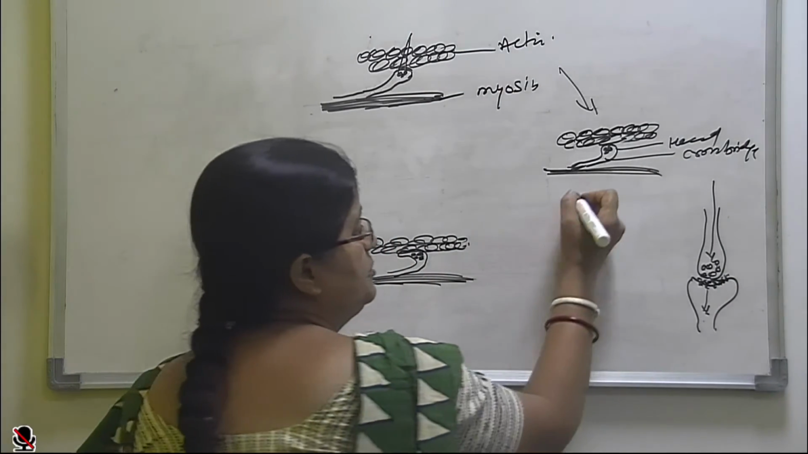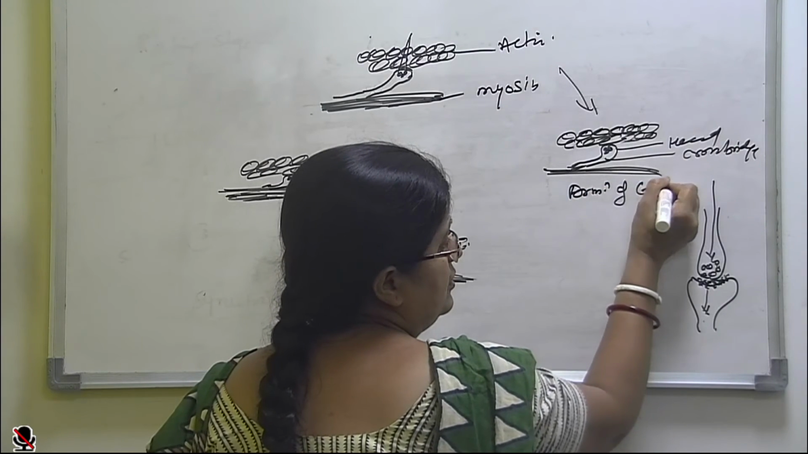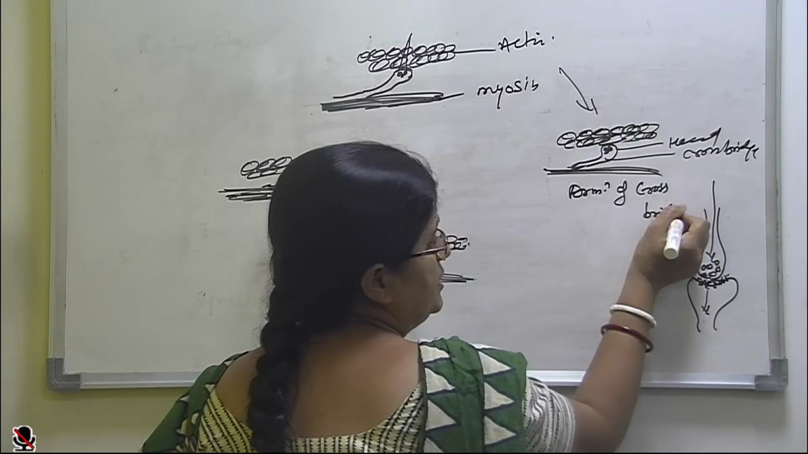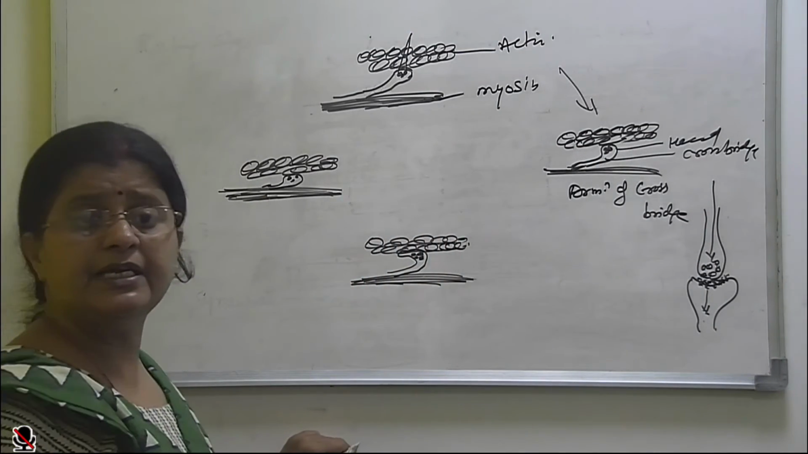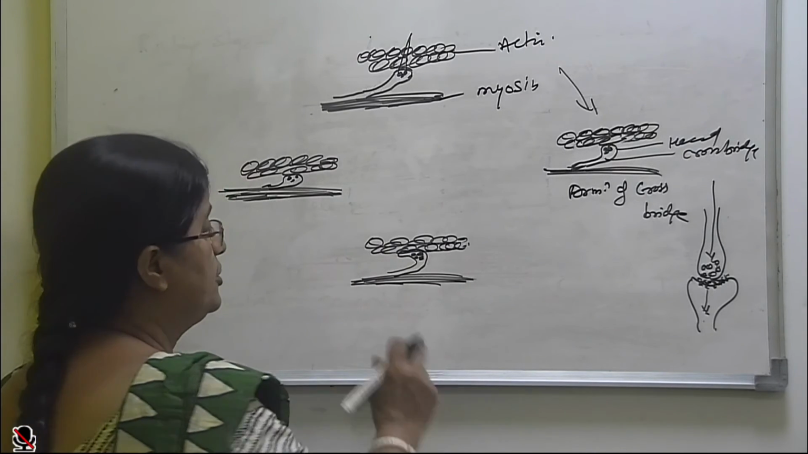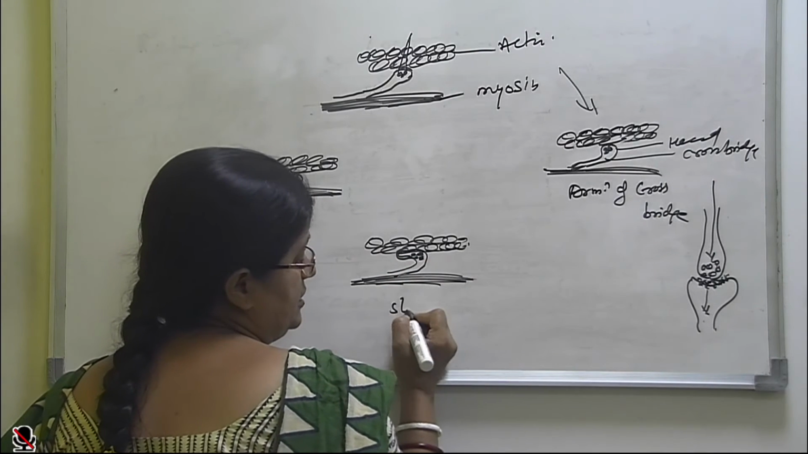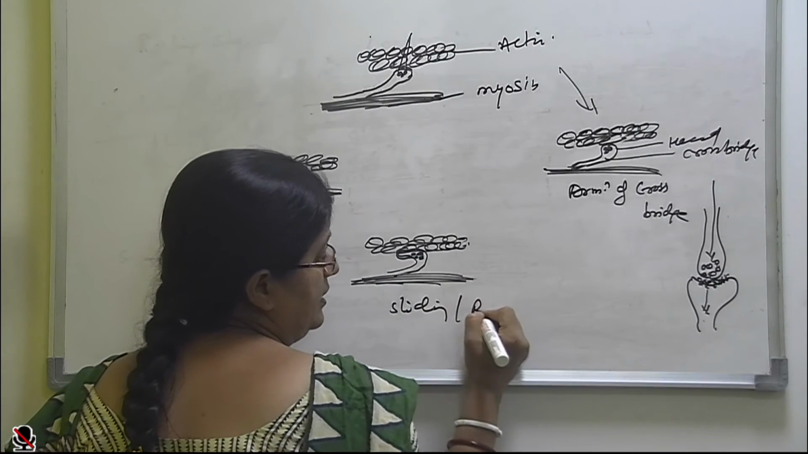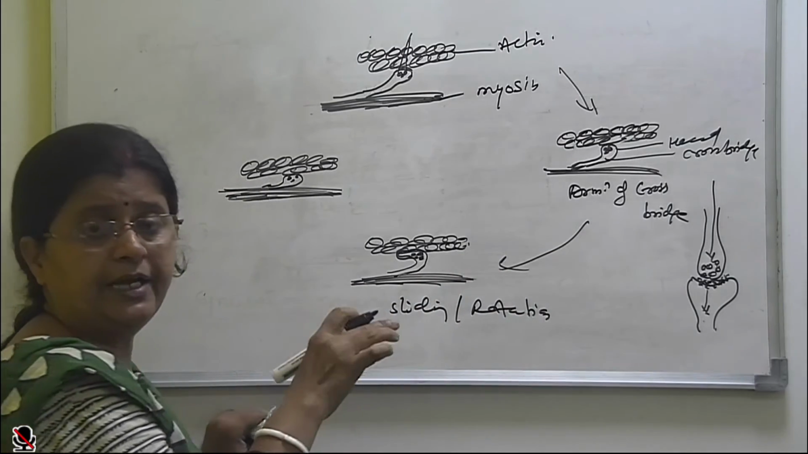So this is the step showing the formation of the cross bridge, right? Now then there is sliding or rotation. Then there occurs sliding or rotation. You see this? This is sliding, right? So this is showing your sliding or rotation movement, right?